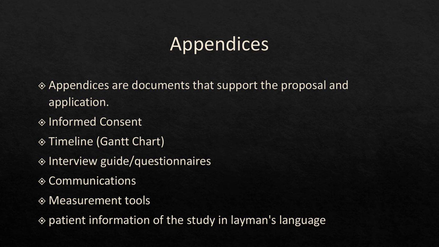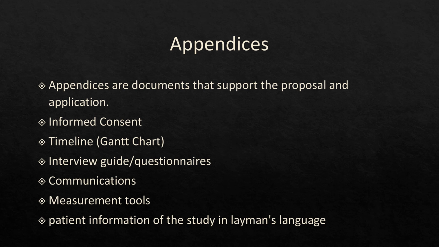And please do not forget your appendices. The appendices are documents that support the proposal and your application. Here you have to put the informed consent. So in your ethics consideration, you will just have to say the informed consent will be given, and that you make sure they read it or give them enough time to read and sign. But the actual informed consent letter to your participants should be in the appendices. You can just have one sample.